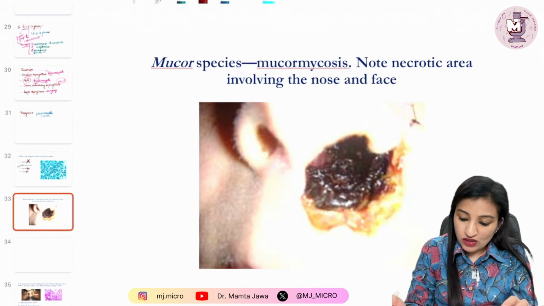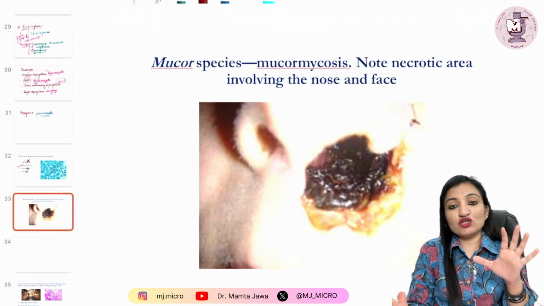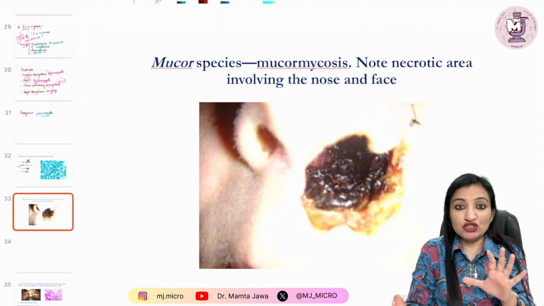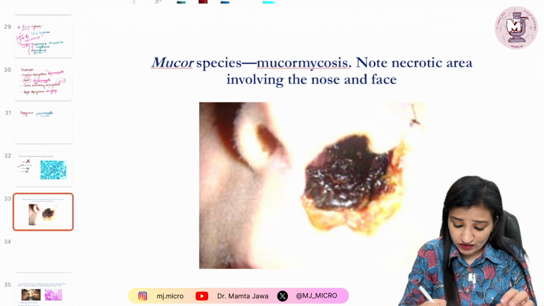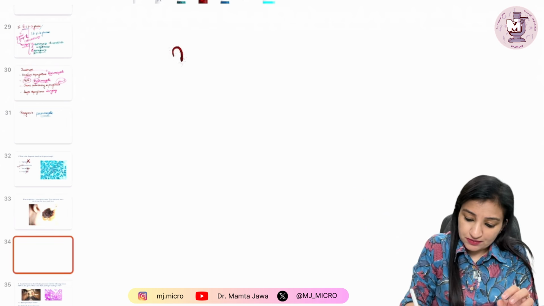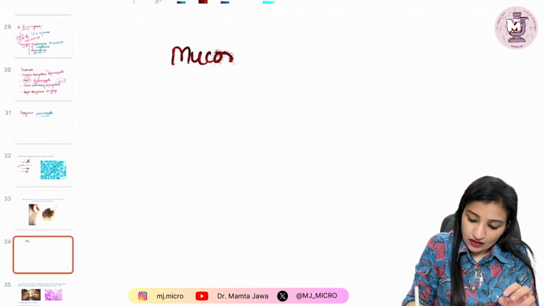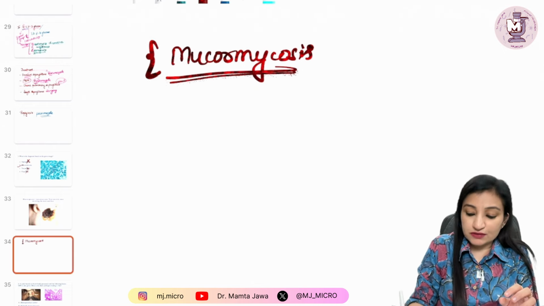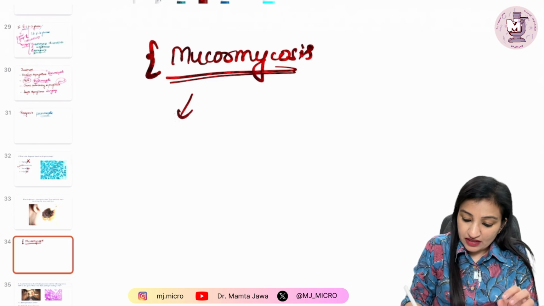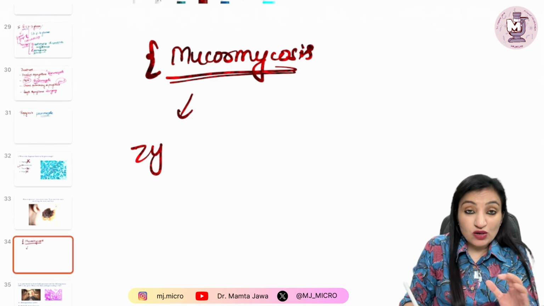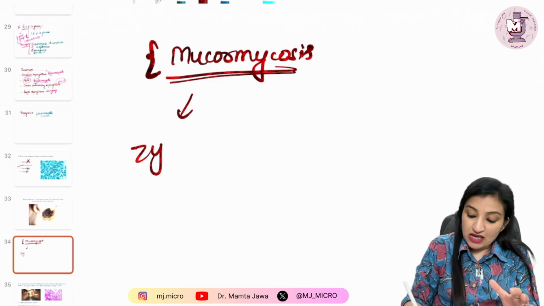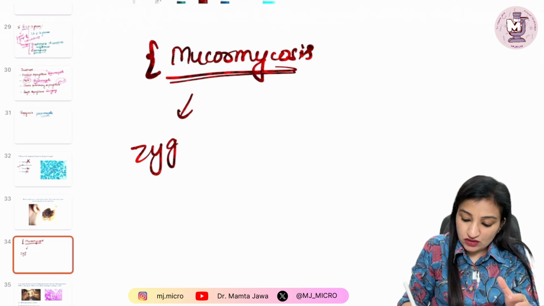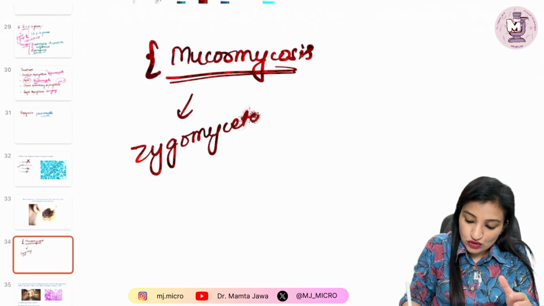Okay? Now, this is a picture of mucormycosis caused by Mucor species. You can note the necrotic area involving the nose and the face. So remember, mucormycosis created havoc during the COVID era also. Now, mucormycosis is an infection caused by the fungi belonging to the class Zygomycetes, also known as what?